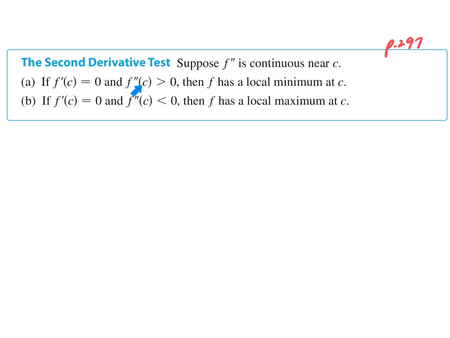If the second derivative is positive, okay, then there's a local min. Well, because if the second derivative is positive, that means it's concave up. So it will have a local min. If the second derivative is negative, then it's concave down, has a local max. Okay, that is the second derivative test.